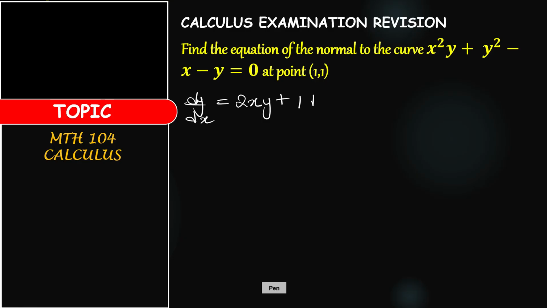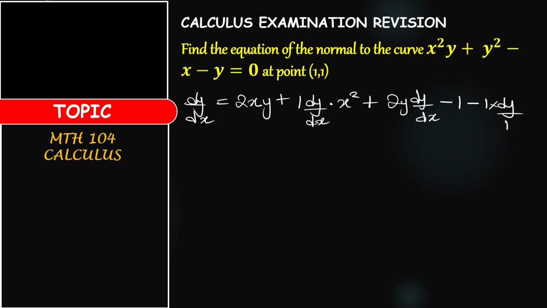Now, I told you that whenever you are differentiating y, you usually put dy/dx, then times what? x squared. Plus whenever I differentiate this y squared, it's going to give us 2y, you put dy/dx, minus differentiate this x, it's going to give us 1, differentiate this y, it's going to give us 1, times dy/dx, everything is equals to 0.